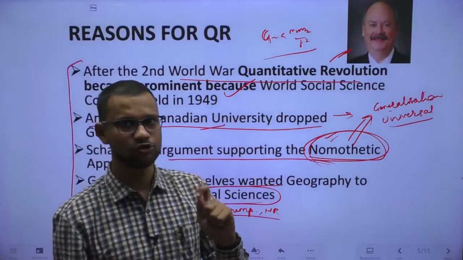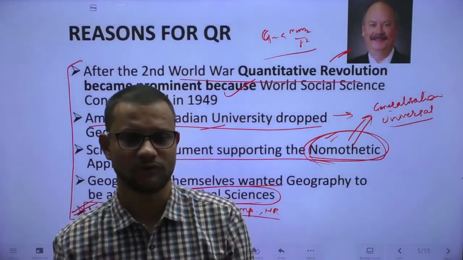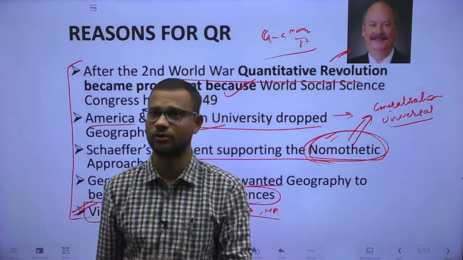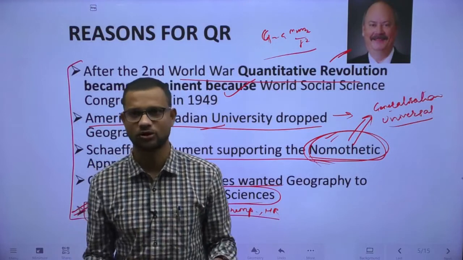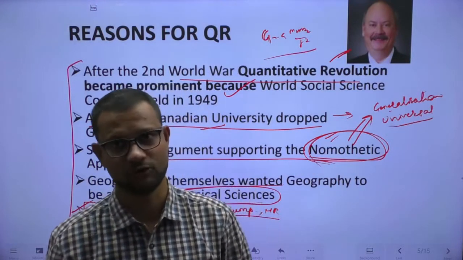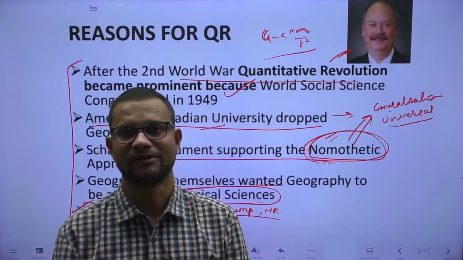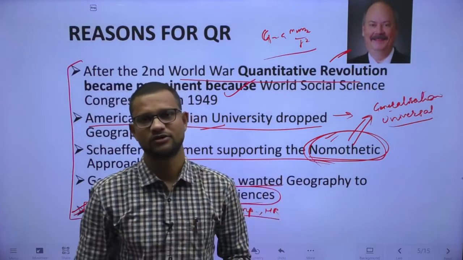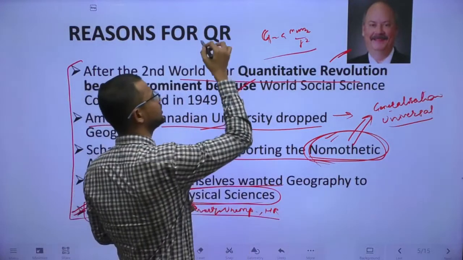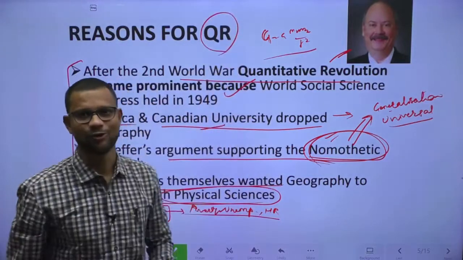Thus there was a need for a revolution in the subject. If that drastic change in geography did not happen within a small frame of time, you would find geography dead, or difficult to survive in that situation. And that is why this came into operation as the quantitative revolution.